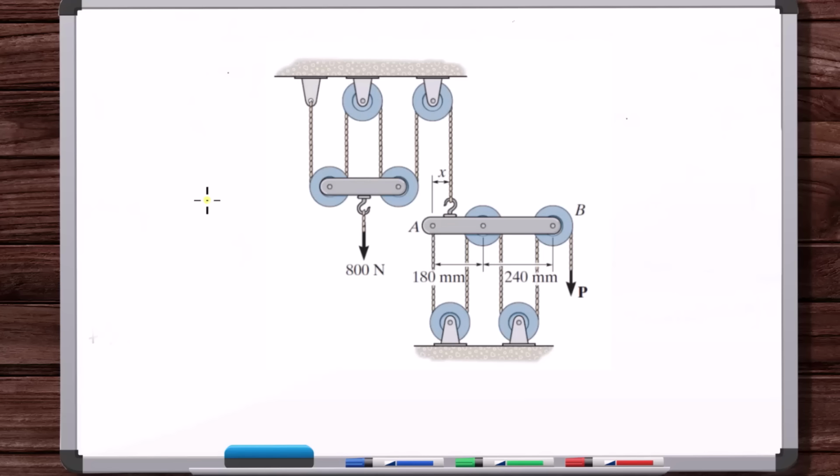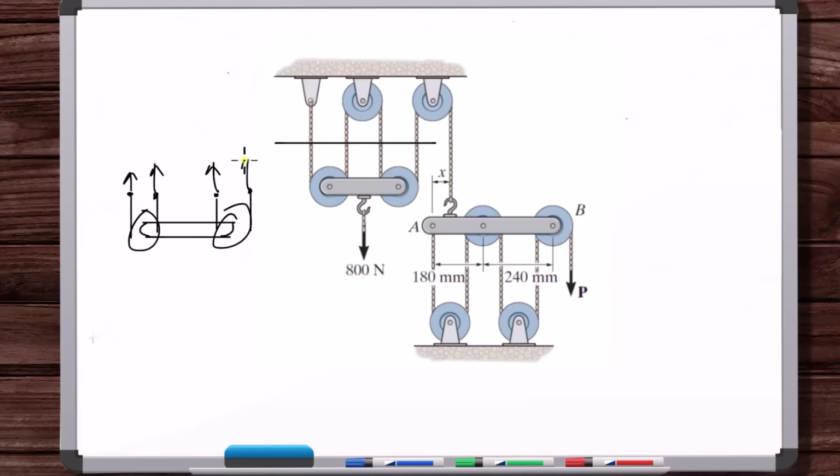Pulleys can be confusing. When I was starting out in mechanics, every time I would see a free body diagram of a pulley, it would really mess me up. So let me clear up some points of confusion that you might have with pulley free body diagrams. You might see, for example, they'll make a cut across here, and then I guess the weight of the pulleys would go here.